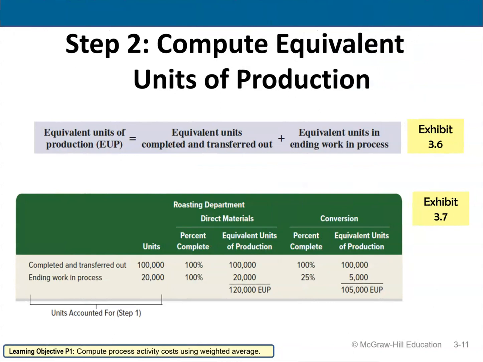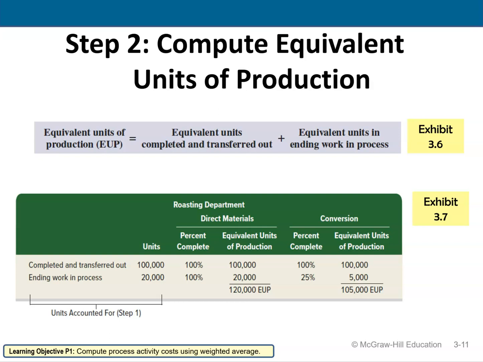Step 2, we're going to compute equivalent units of production. So, what we have to do is take our direct materials and our conversion, and we have to determine how many units would be associated with those based on percentage complete.